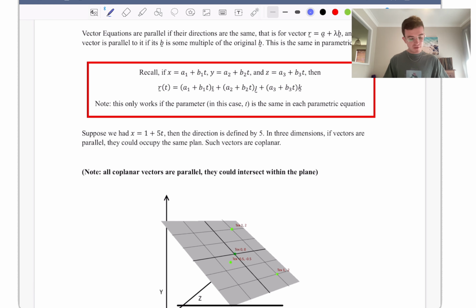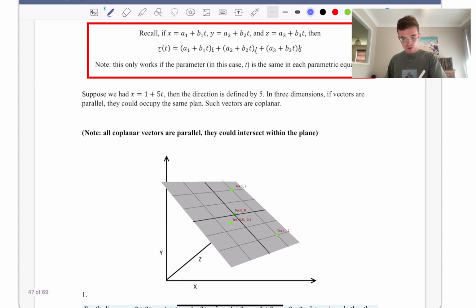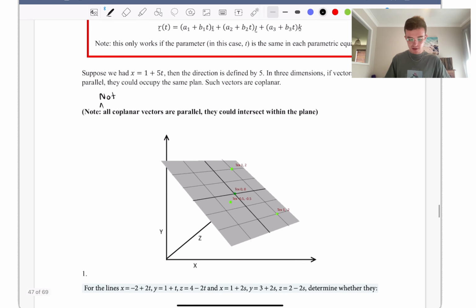In 3 dimensions, if vectors are parallel, they could occupy the same plane, and such vectors are coplanar. So this is wrong here. This should say not all coplanar vectors are parallel. They could intersect within the plane.